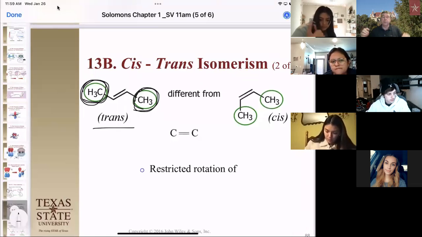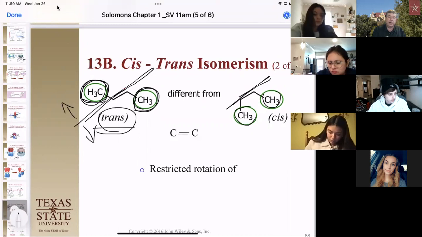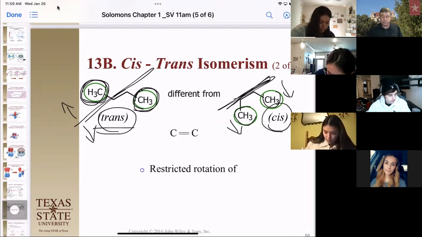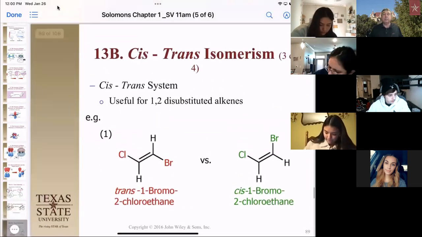Trans meaning opposite. And if they're on the same side of the double bond as each other, so here's the double bond, they're on opposite sides of that double bond, that's trans. If they're on the same side of the double bond, we call that cis, meaning same side. And that's all because we do not have rotation around that double bond. So we use this predominantly only when we have di-substituted alkenes, okay?